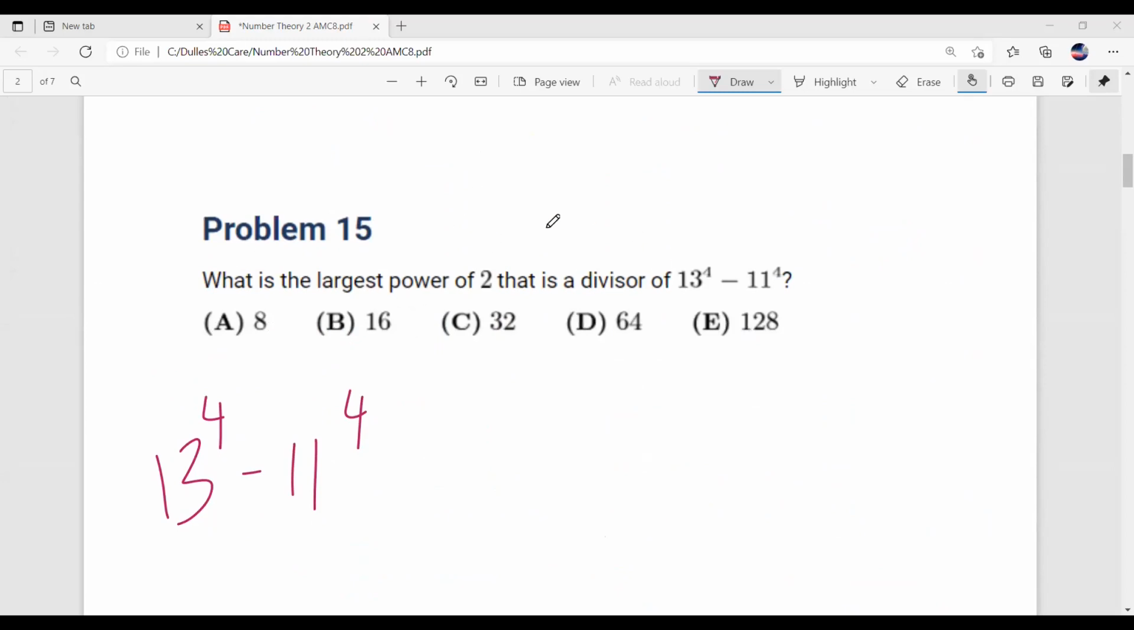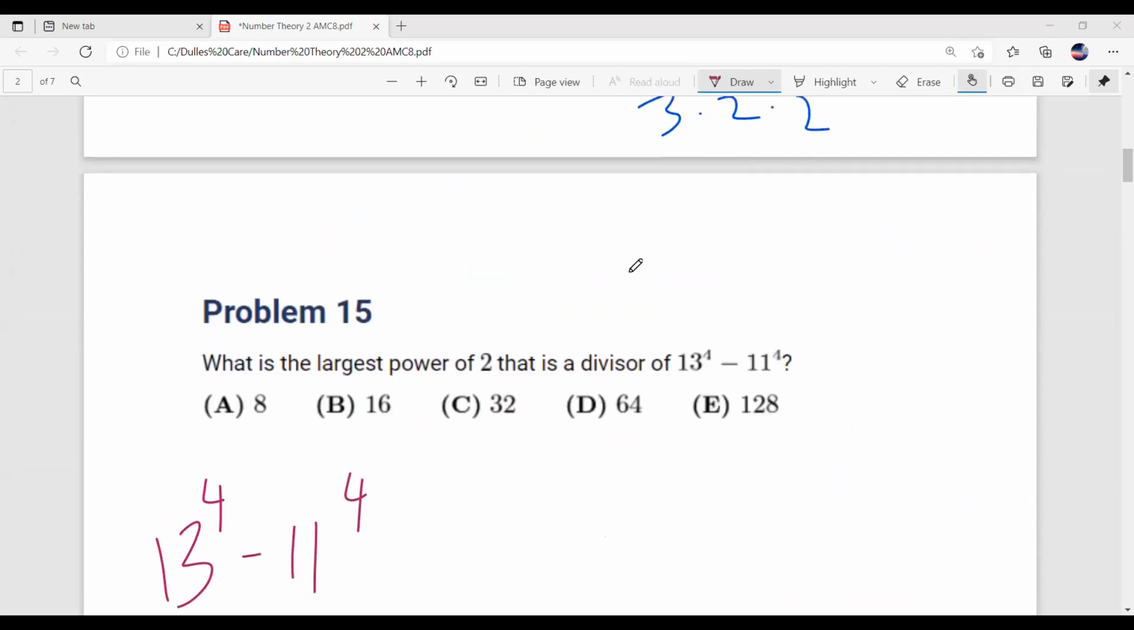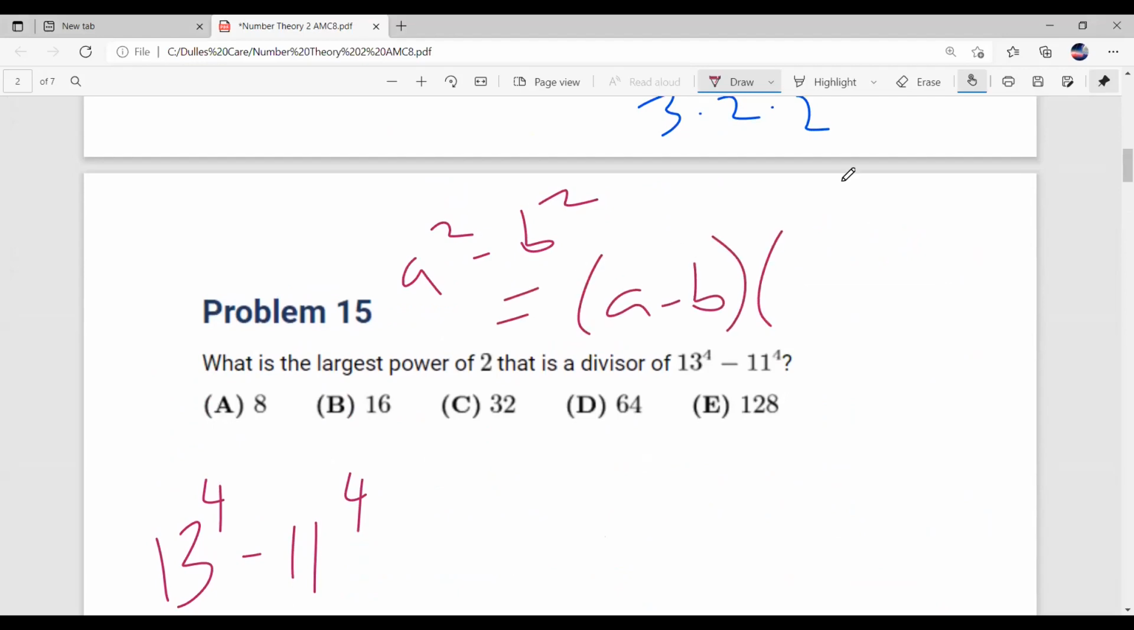So let's look back at problem 15. So we have 13 to the 4 minus 11 to the 4. I'm sure most of y'all know what difference of squares is. Basically, if we have a squared minus b squared, then we can write this as a minus b times a plus b. If you want to check if this is valid, you could just distribute this out, right? A squared plus ab minus ab minus b squared. So then the ab and minus ab cancel out, and you get a squared minus b squared.